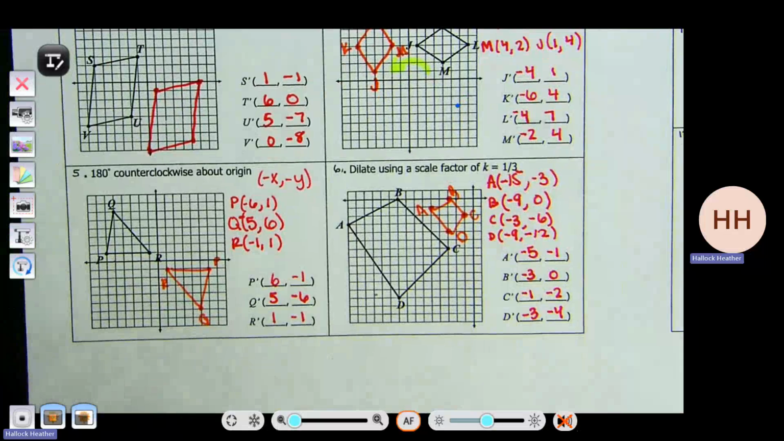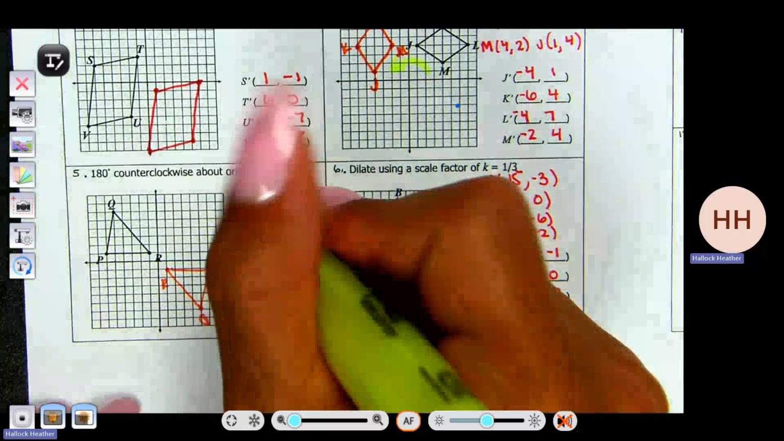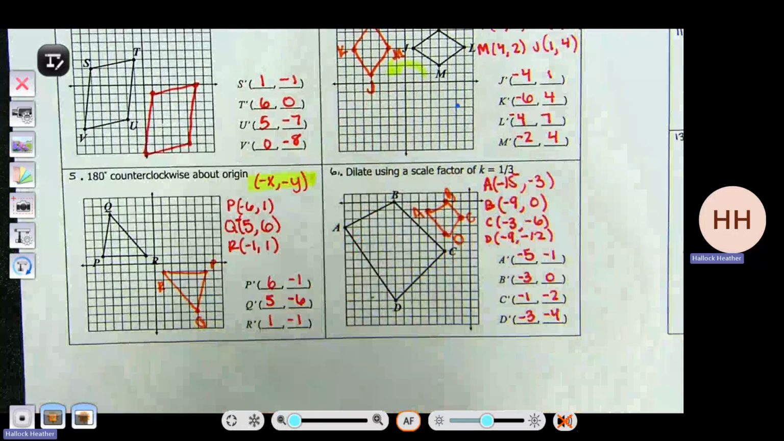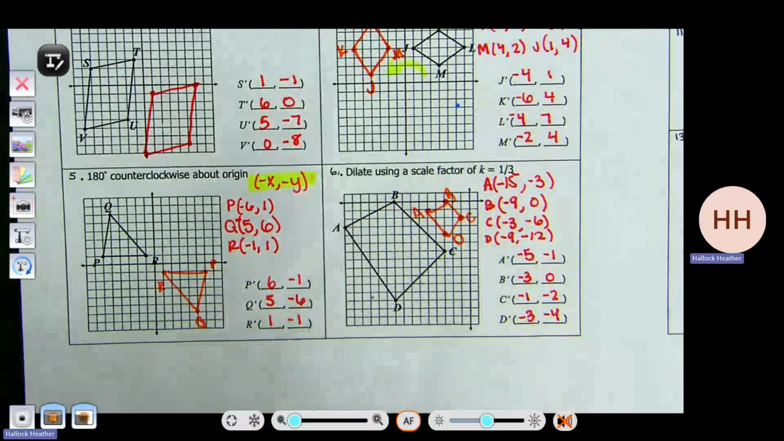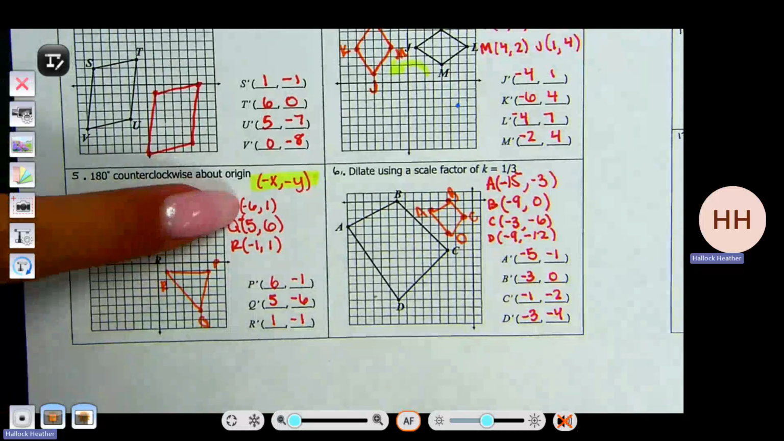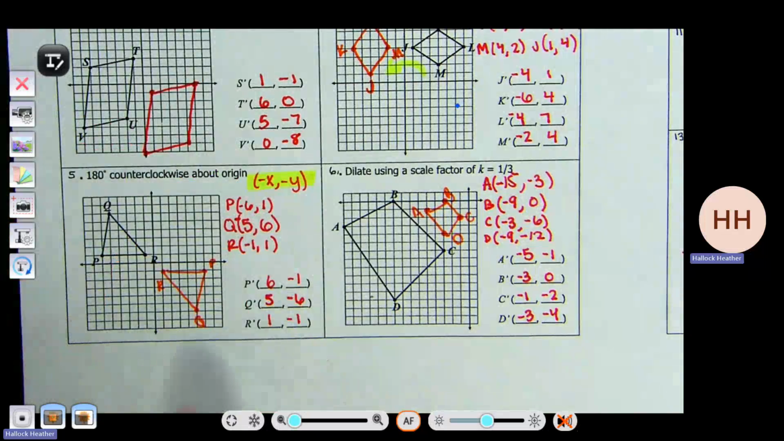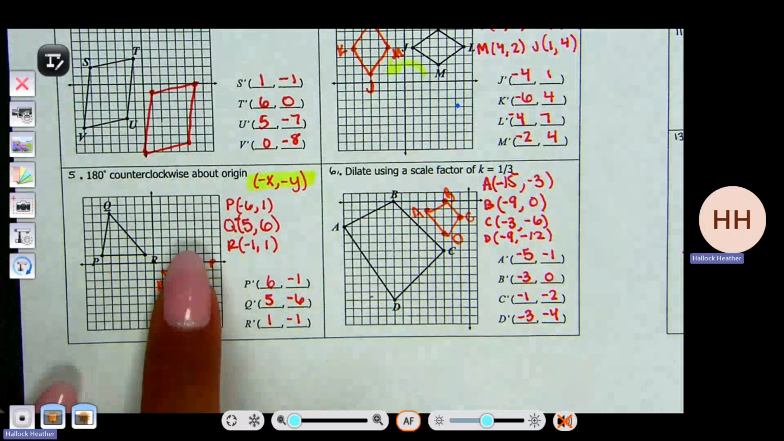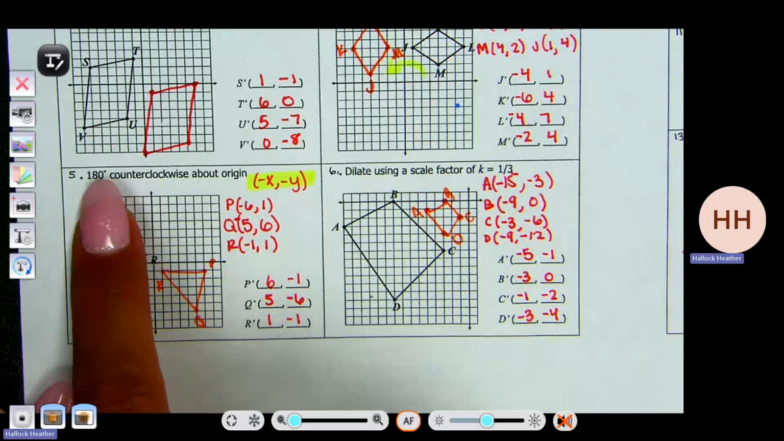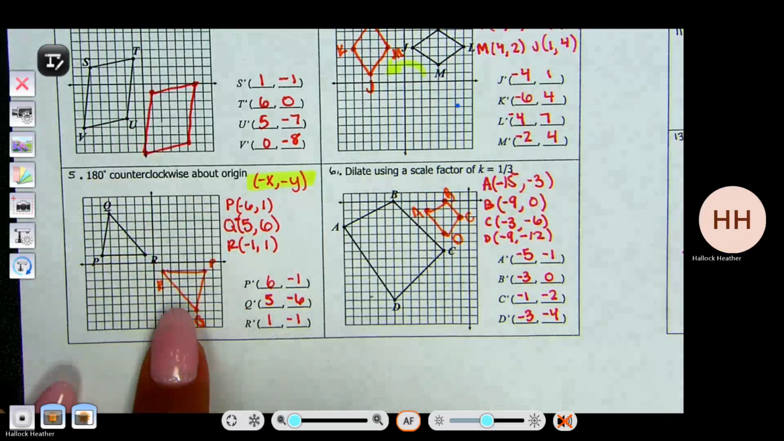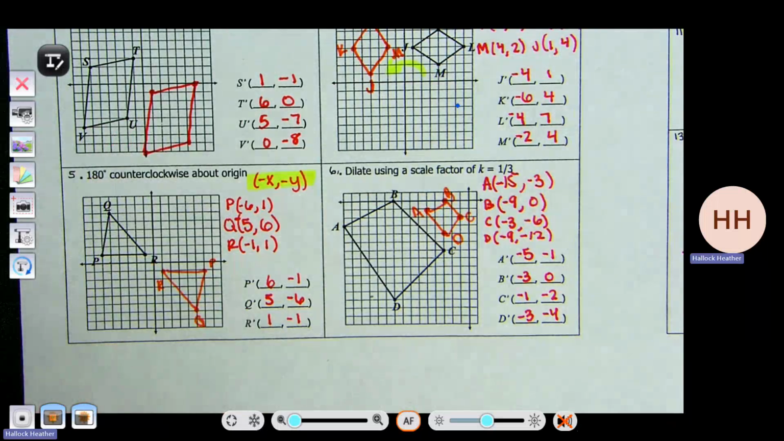Number 5 is a 180 rotation. This rule is (-x, -y). So you don't flip it. All you do is make it negative. If it was negative, it turns positive. If it was positive, it turns negative. That's moving 2 quadrants to the left, and 180. You could also go right. Technically, 180 goes in both directions. It doesn't matter if it's clockwise or counterclockwise.